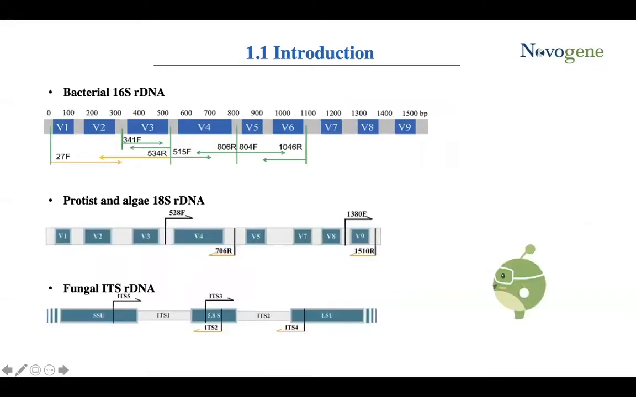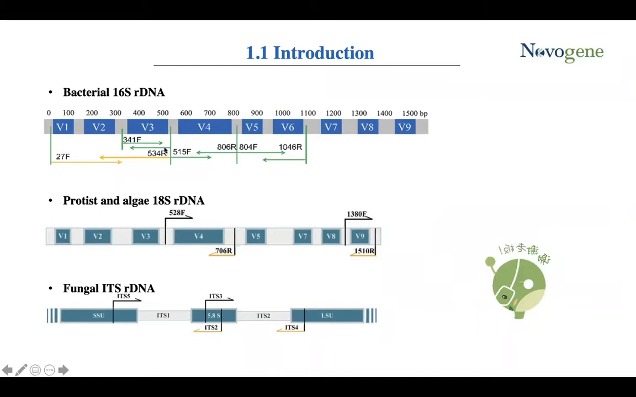In 16S, 18S, or ITS amplicon metagenomic sequencing, the target rDNAs, as shown on this slide, are composed of conserved regions, which are labeled gray. They are interspaced by the hypervariable regions, which are labeled blue and green here. Those hypervariable regions provide species-specific signature sequences, which are useful for the identification of bacteria or fungi.